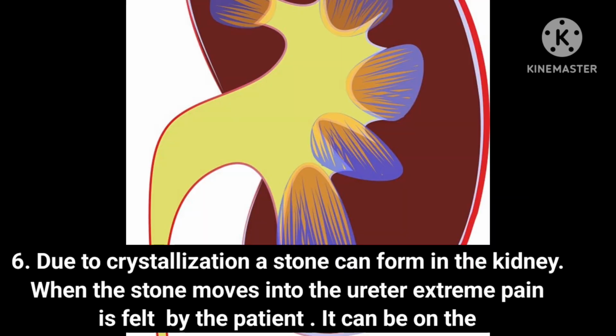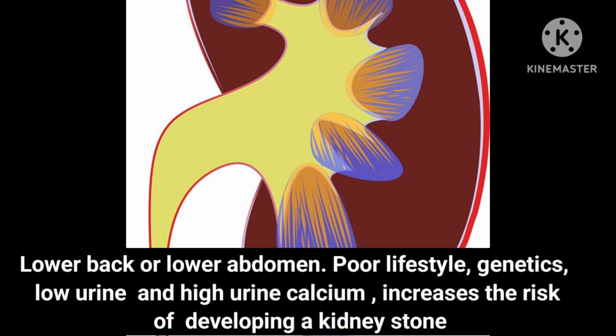6. Due to crystallization, a stone can form in the kidney. When the stone moves into the ureter, extreme pain is felt by the patient. It can be in the low back or lower abdomen. Poor lifestyle, genetics, low urine and high urine calcium increase the risk of developing a kidney stone.